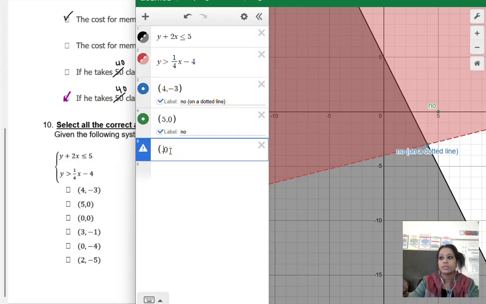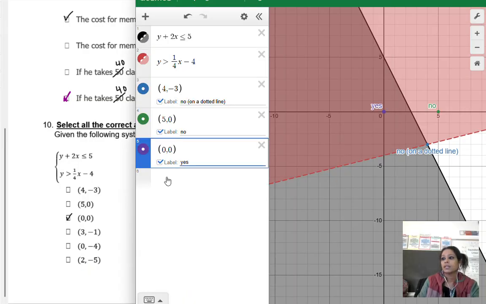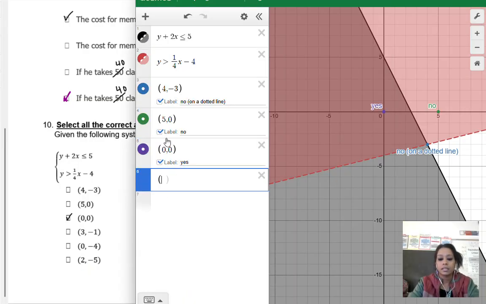0, 0 is right here. This is a yes. Okay, so I'll go ahead and mark that on here. I don't want to go back and do it again. Okay. All right. 3, -1. Yes, for this one, because it's in the double shaded part right here, and it's on a solid line. So that one works.